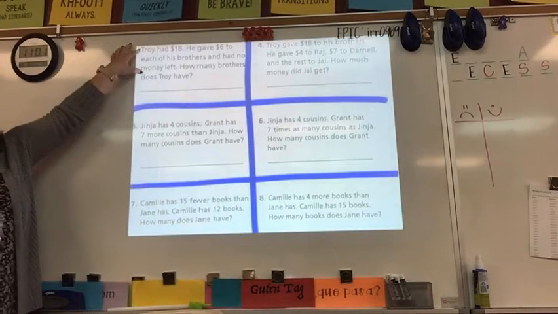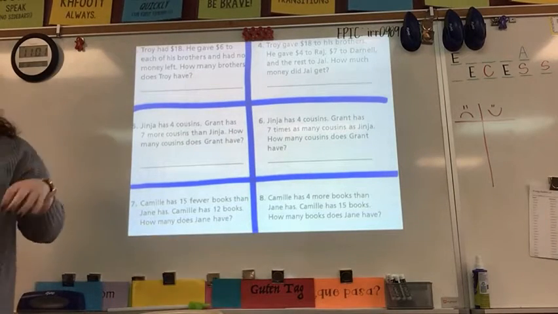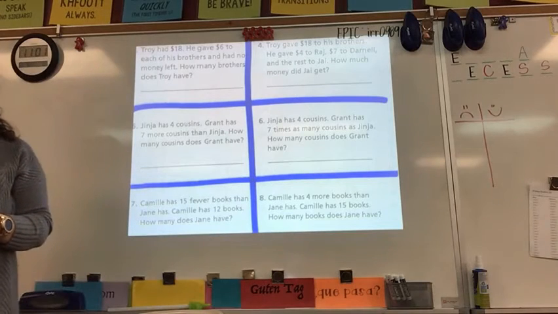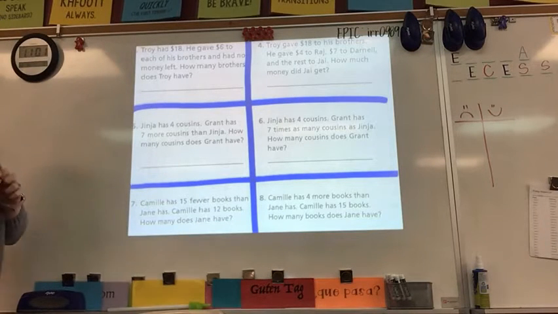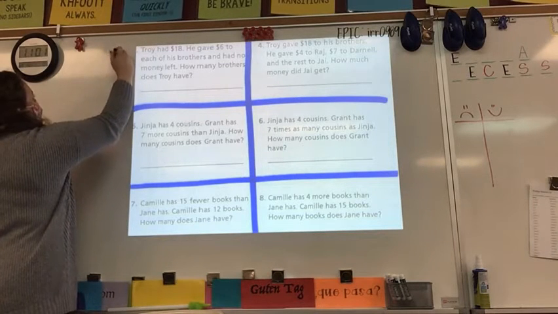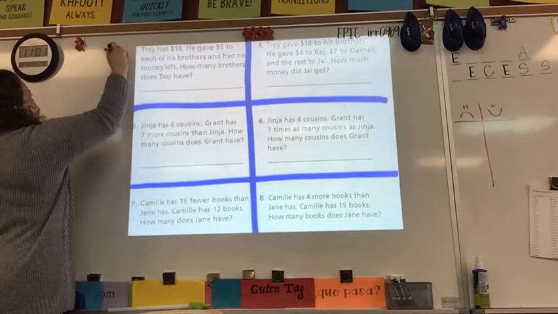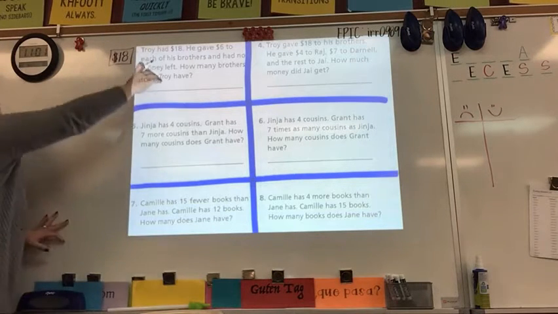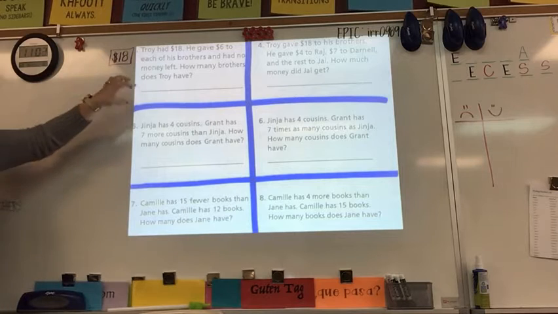If he started with 18 and he gave 6 to each of his brothers, what type of math drawing would this be? Miss Savannah, thank you for your GTA. It would be an equal share. So he starts with a total of 18. And then how much is he giving away? Do I know my groups or do I know how many is in each group? Keegan?